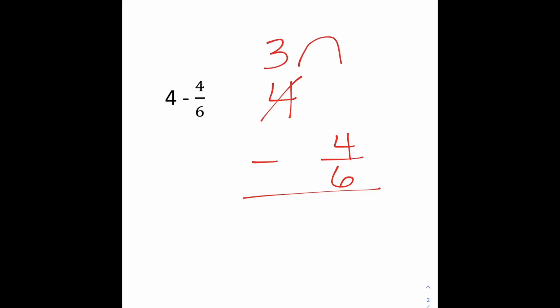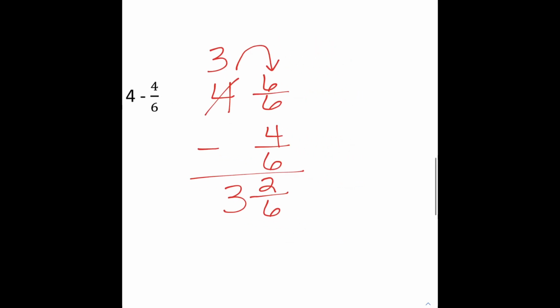Okay, last one. 4 minus 4/6. This is like having a 0 here again. So we're going to borrow from the 4. It's going to become a 3. And we're bringing it over here as a whole fraction. Our denominator is 6, so our whole fraction is going to be 6/6. 6 minus 4 is 2. Denominator stays the same. And 3 minus 0 is 3.